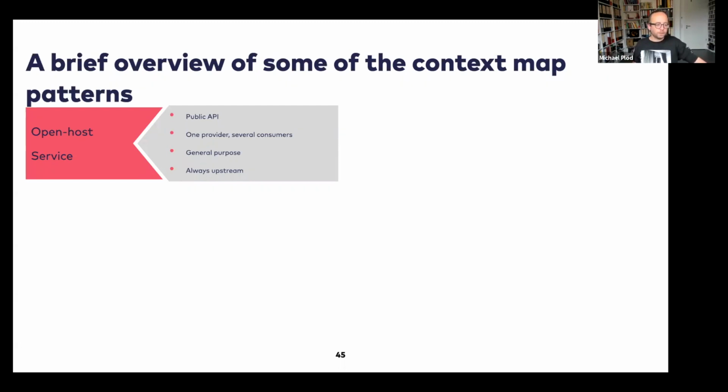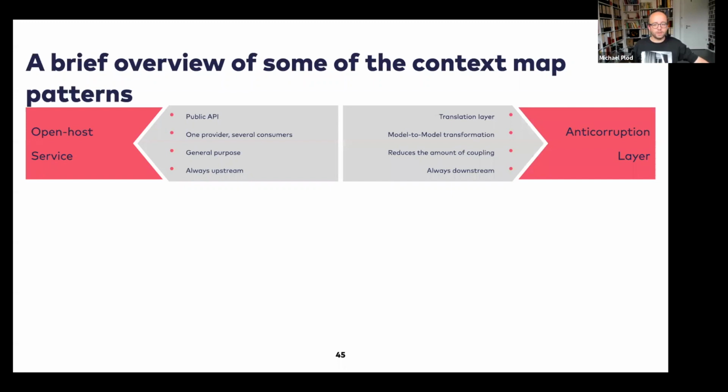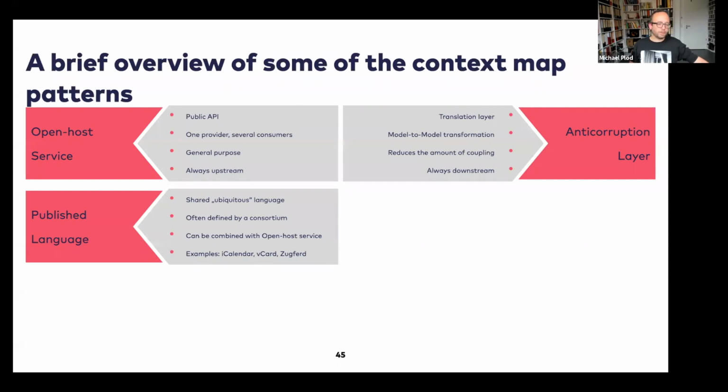So one is the open host service. That's always upstream, a public API. On the downstream side, you can translate to your own model with an anti-corruption layer. There could be a published language, something like iCalendar or vCard, for instance, a definition of a model where others can translate into and out of.